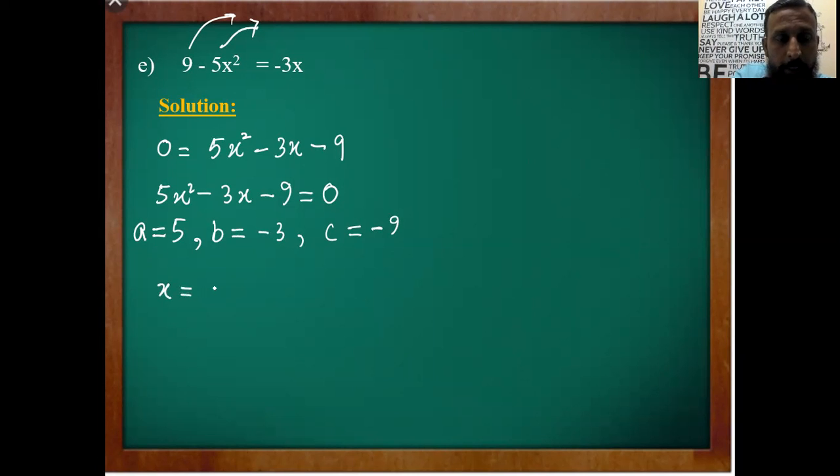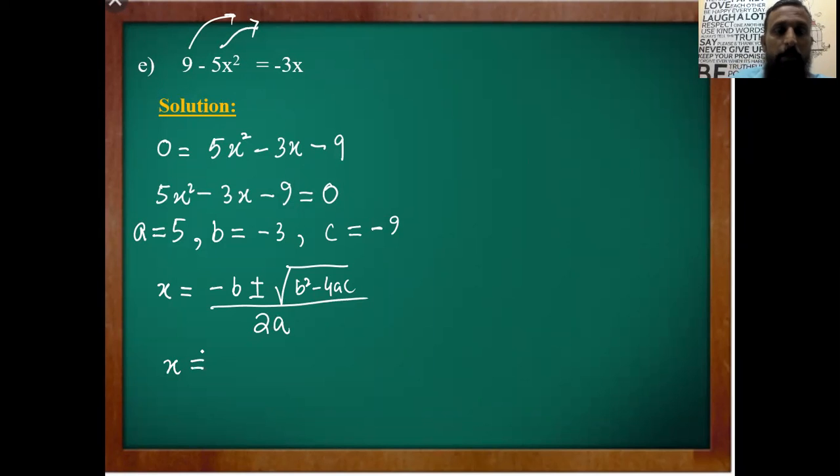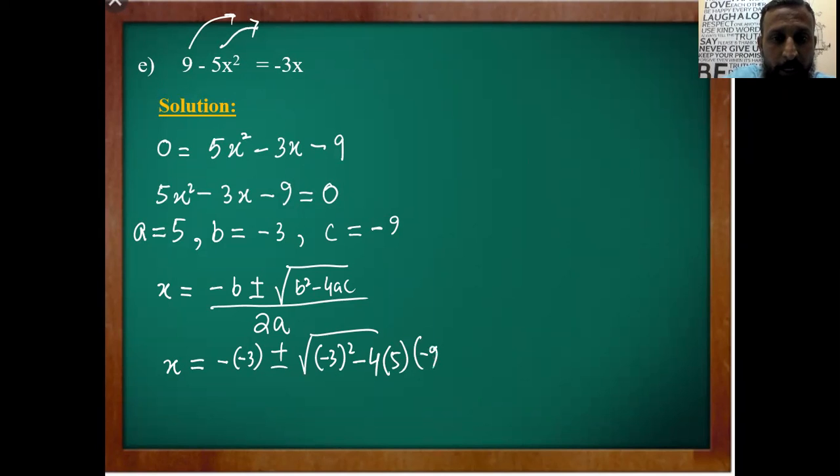So, my dear champions, here is the formula: x equals minus b plus or minus under root b squared minus 4ac, whole upon 2a. All right, let's plug in these values. Negative of negative 3, because the value of b was negative, plus or minus under root b squared, so negative 3 squared, minus 4. The value of a was found to be 5, and the value of c was found to be negative 9. Whole upon 2 multiplied by 5.